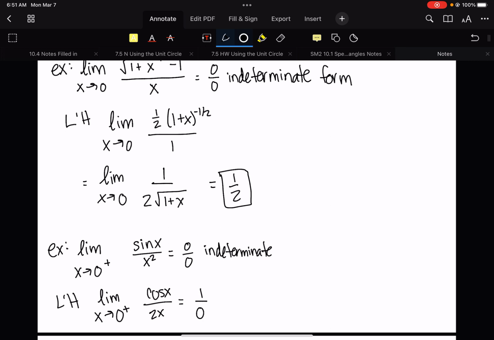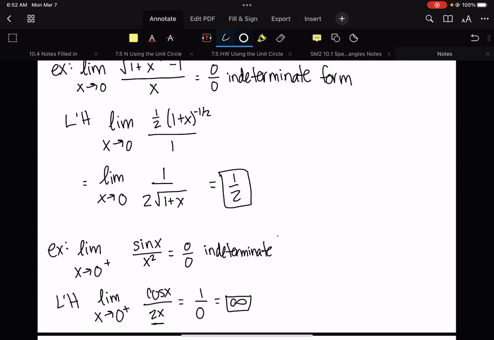So I'm approaching 0 from the positive side, so I'm thinking about numbers that are just bigger than 0. Like the cosine of 0.1, cosine of 0.01, cosine of 0.0001. That's going to be positive. It's going to be coming at the cosine from the positive side. Now 2x, as I approach 0 from the positive side, is also going to be positive, which means this is going to be a positive infinity.